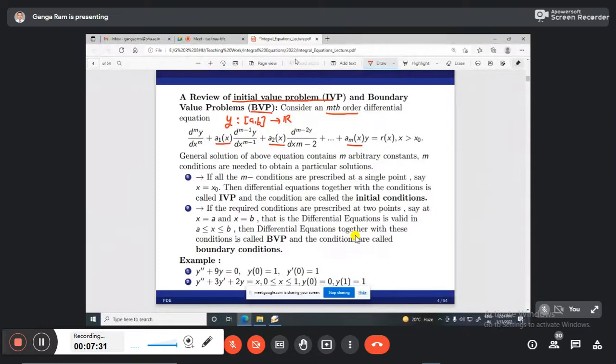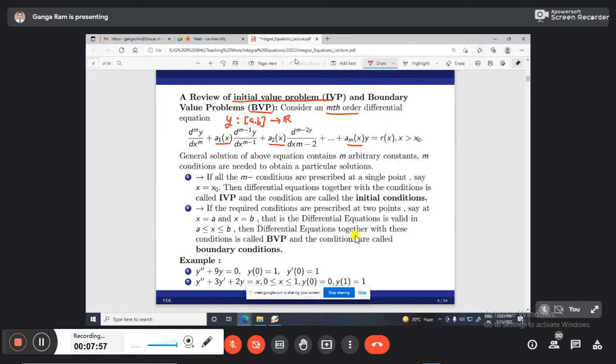Okay, so the general solution of the above equation, because its order is m. You know how many types of solutions exist for a differential equation. Basically, for the general solution of an mth order differential equation, we need m constants.